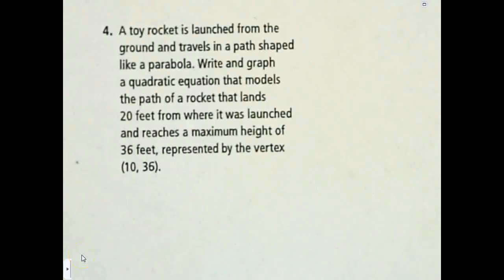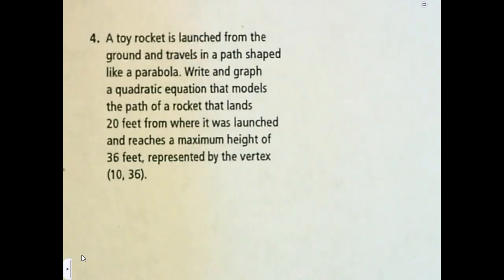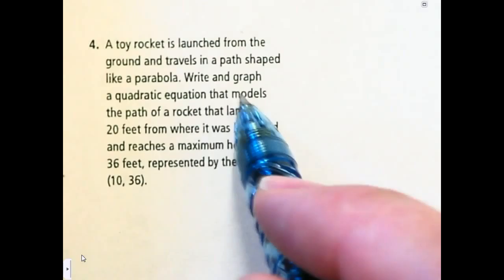To continue with just one last problem, actually two last problems off of 8.4. Two that some of you struggled with yesterday, and I know that because you've asked me. Okay, here's a problem. A toy rocket is launched from the ground, travels the path shaped like a parabola.